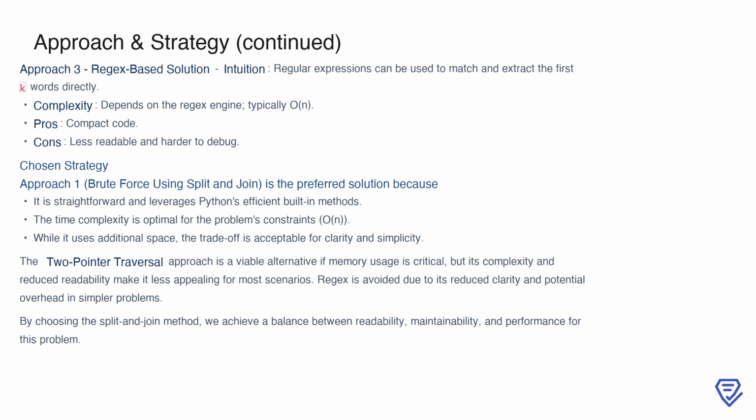A third approach involves using regular expressions to directly extract the first k words. This is a compact solution that leverages the power of regex to match and capture the required portion of the sentence. While this method can be concise and elegant, its readability and maintainability are often reduced, especially for developers who are less familiar with regex syntax. Additionally, the time complexity of this approach typically depends on the regex engine but is generally O(n). While it avoids the verbosity of other methods, debugging regex-based solutions can be challenging, and they may introduce unnecessary overhead for simpler problems like this one.